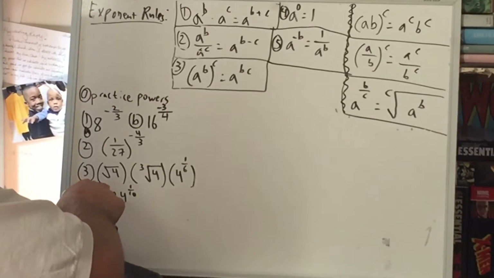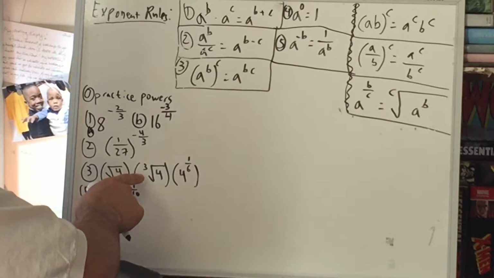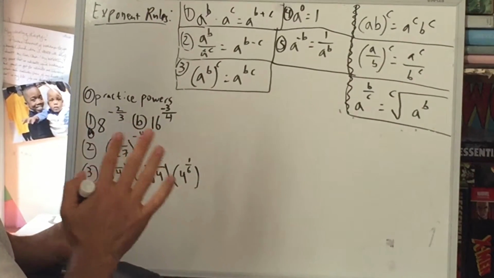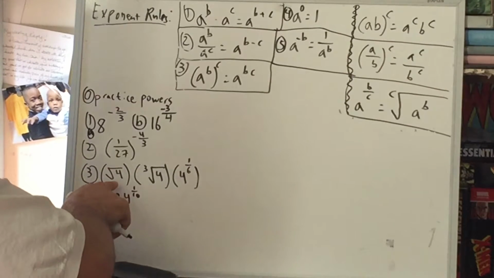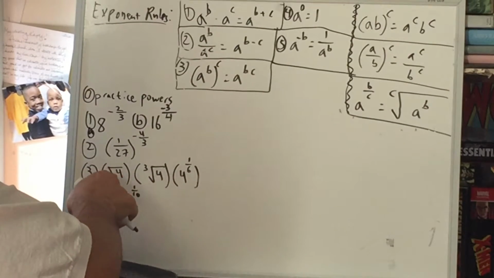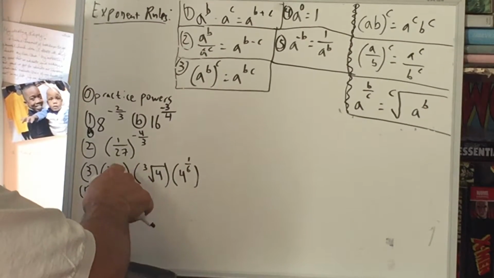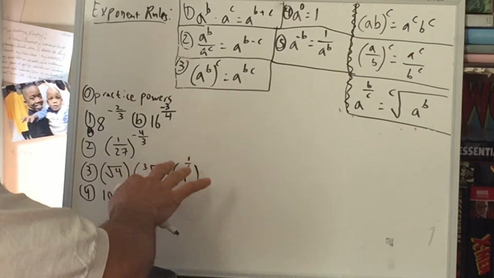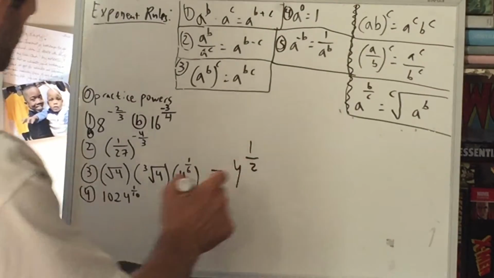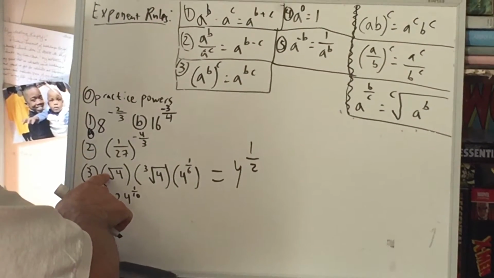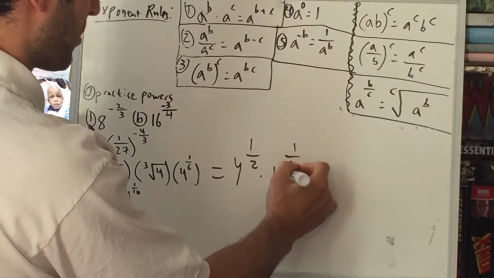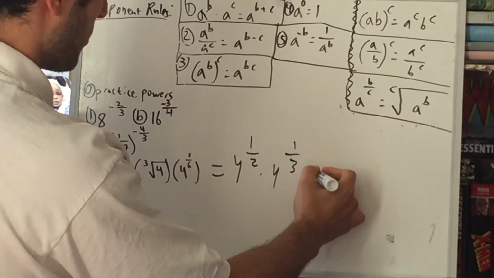Alright, let's take a look at number 3. So this says the square root of 4 times the cube root of 4 times 4 to the 1/6 power. There's one main moral to this story. You could find the square root of 4 as 2, but the point here is to say that you could see these problems expressed as roots, powers, or fractional powers in different formats. So let's convert everything to fractional exponents. The square root is a half power, so we're going to rewrite it this way. The cube root is a 1/3 power, and 1/6 stays 1/6.